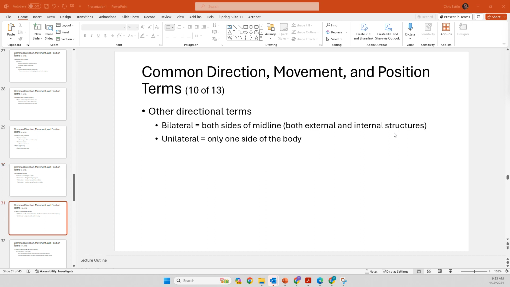with. Bilateral, both sides of the body. Unilateral, only one. Those come in, for instance, with stroke. Patient has unilateral weakness. You can use these in your reports and documentation.